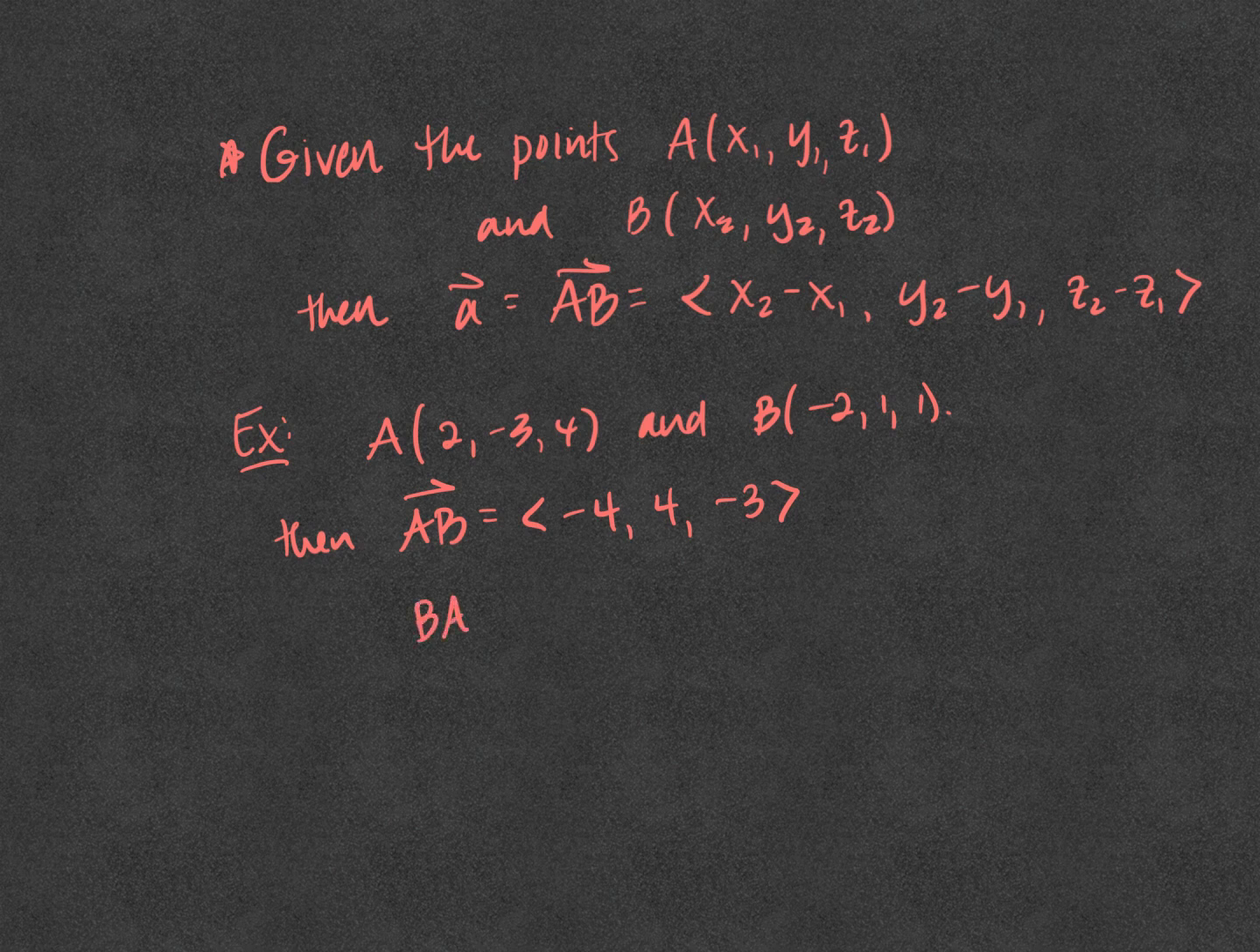And vector BA means we start at B and go the other way. So it's 2 plus 2, which is 4. 2 minus negative 2 makes plus 2, which is 4. Negative 3 minus 1 is negative 4, and 4 minus 1 is positive 3. Now notice they're negative versions. One of them is the negative of the other, and it's because the direction goes the opposite way. So that's a really cool thing to think about and work with and play with.